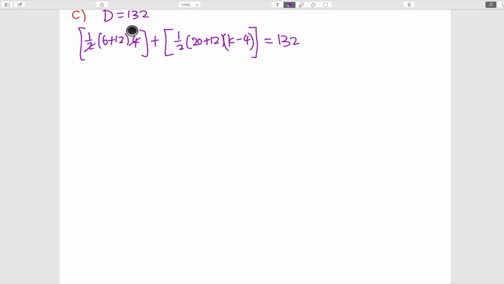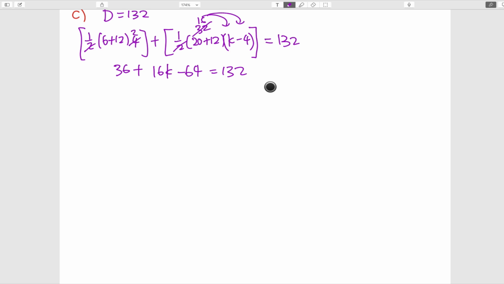I'm going to simplify it, it becomes 2. This one will be 18 times 2, which is 36. Plus this one over here, summed together is 32. 32 simplified with this one, I get 16. So with the 16, I'm going to multiply for both. So this one will be 16k minus 64 equals 132.